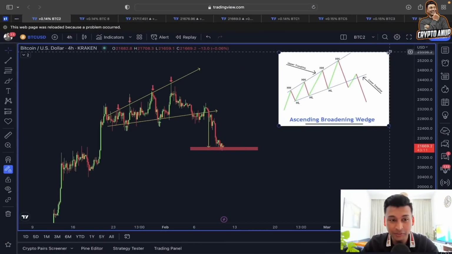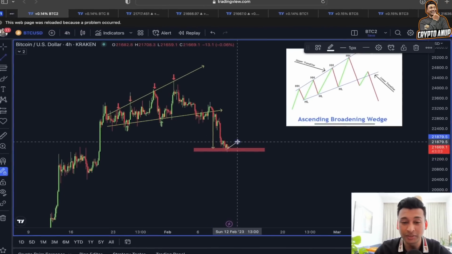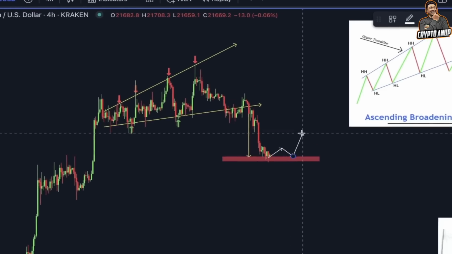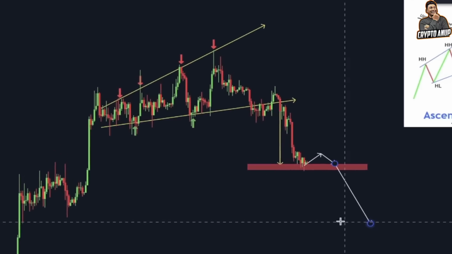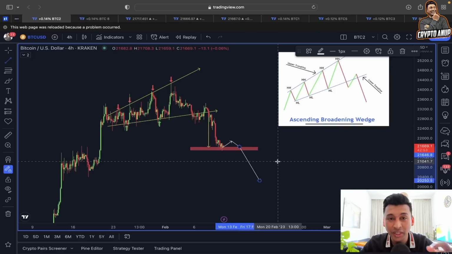As we can see guys, the price of Bitcoin has reached the price objective from this ascending broadening wedge. But the question here is, will the price hold this support which you have around 21,600, 21,500, or is it going to continue this downtrend towards 20,000 range before choosing a trend direction?